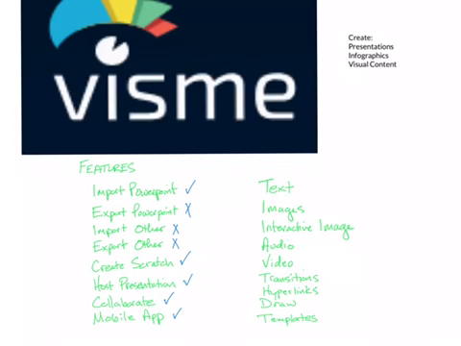When you're using Visme, you do have the opportunity to customize the text that you use. You can import your images, but it does not allow interactive images. For Visme, you can import or record audio and import videos as part of your presentation. They do allow different types of transitions from slide to slide, and it will have functional hyperlinks if you put those into the presentation. It does not have a draw tool, but it does have several different templates that you can use in creating your presentation.